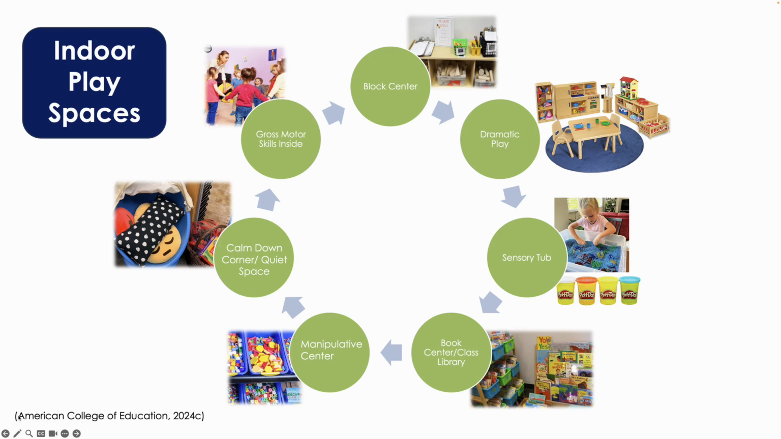You should include spaces for blocks, dramatic play, sensory, books, manipulatives, a calm down corner, and indoor gross motor skills. You can use alternative seating, textured bumpy seats, wobble chairs, standing and floor desks for a variety of indoor desk work choices to help maintain focus and interest and provide support for all the needs of your children. On this slide, there's a variety of different sensory tub areas, pictures of example centers.